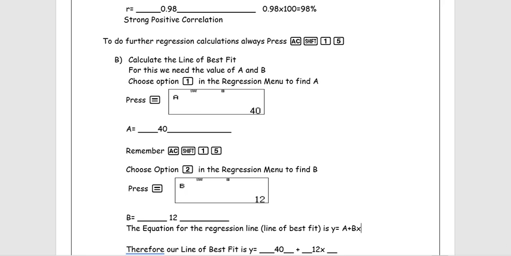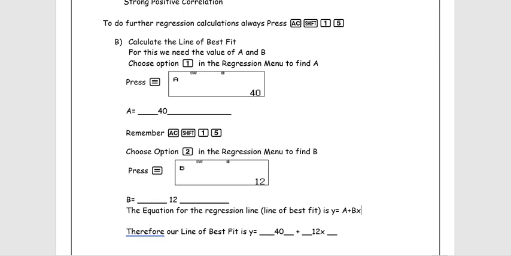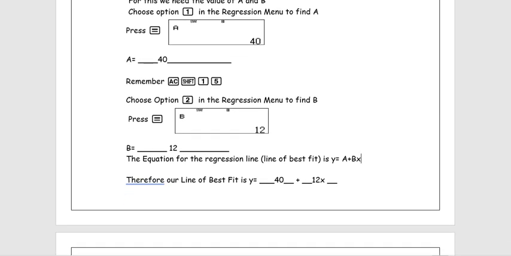So therefore, our line of best fit is Y equals 40 plus 12x. Okay, that there is our line of best fit. Y equals 40 plus 12x. Let's move on.